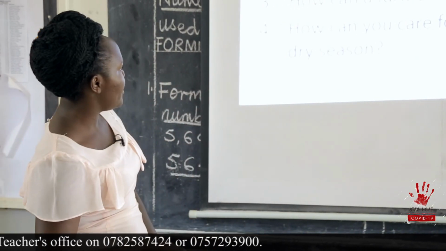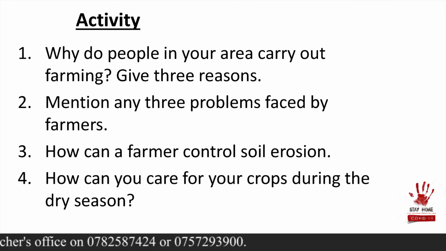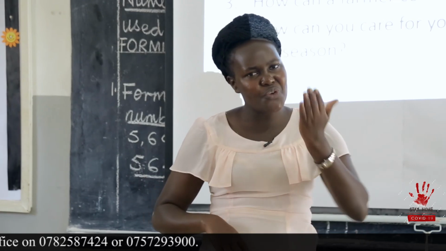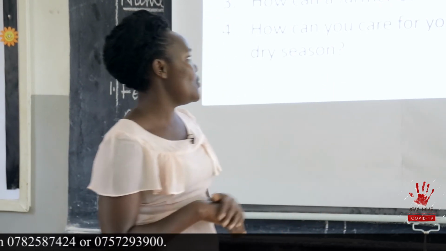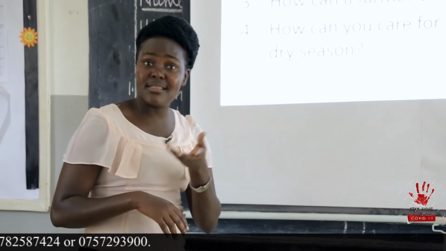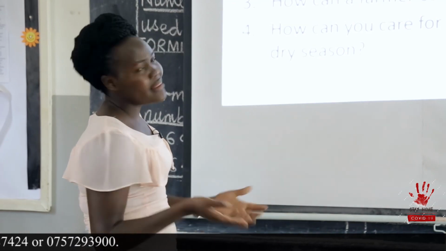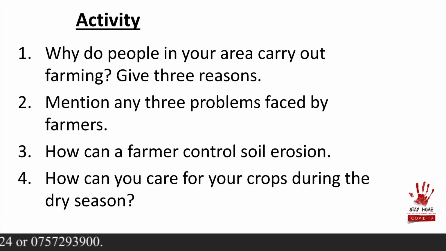The third question reads, how can a farmer control soil erosion? How can he do that? Think about it. Since you've been following the problems faced by farmers, you must have noticed that soil erosion is among the problems they face. Another question reads, this is the last. How can you care for your crops during the dry season? Think about it and tell me, or write it down actually. Write it down. I'll be grateful.